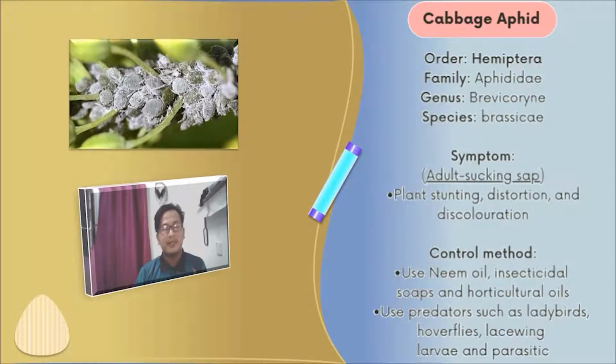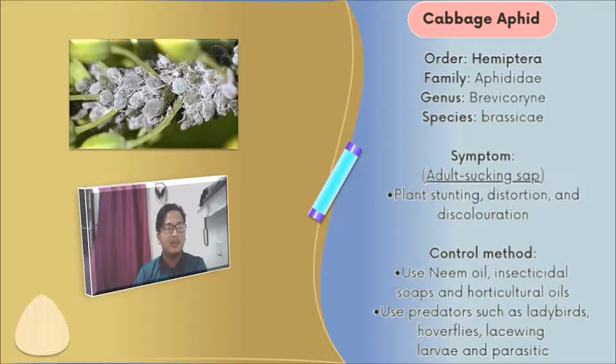The next pest species is cabbage aphid. Cabbage aphid is from Hemiptera order. Its family is Aphidae, genus Brachycoryne, the species Brassicae. Cabbage aphid can damage cabbage at other stages by sucking sap.